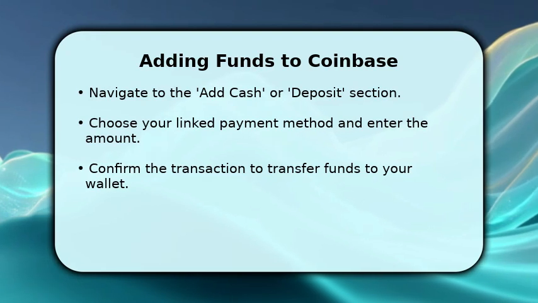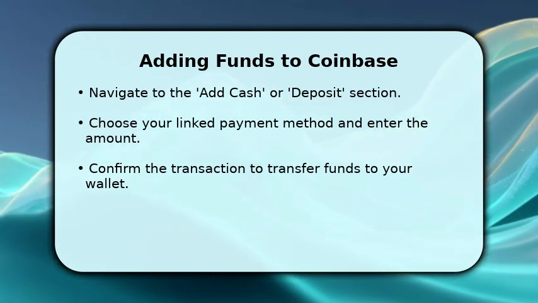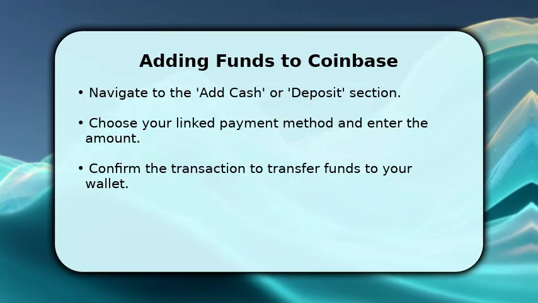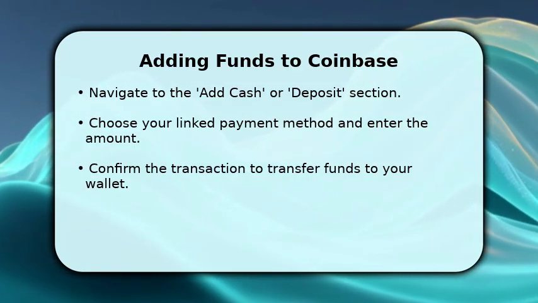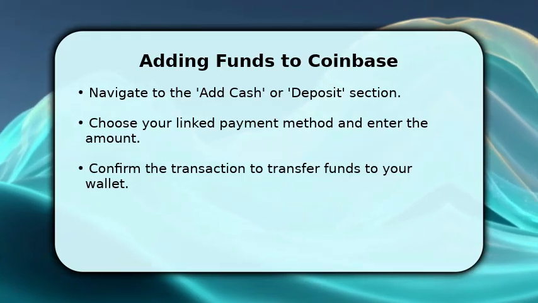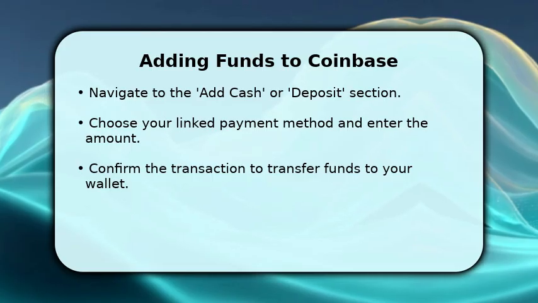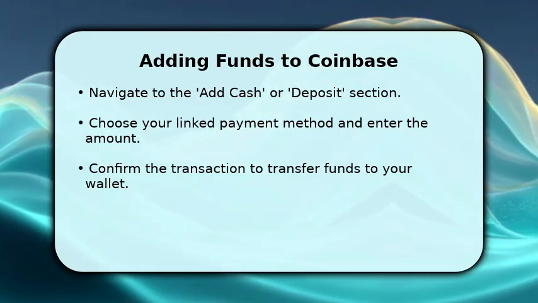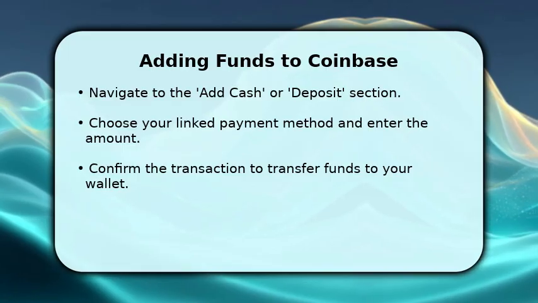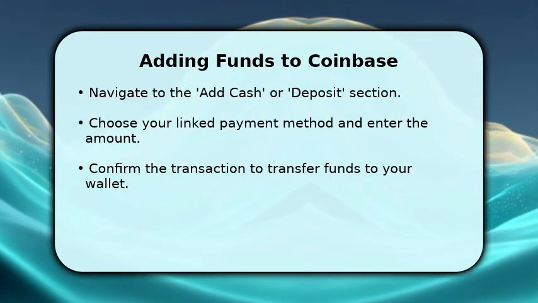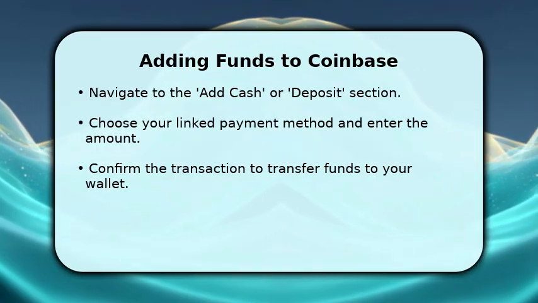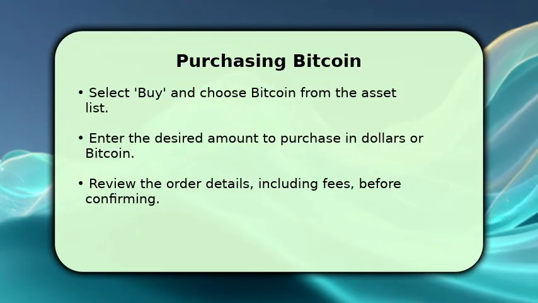Once your account is set up, you'll need to add funds. Go to the Add Cash or Deposit section within the app. Select your preferred linked payment method and enter the amount you wish to deposit. For example, you might deposit $100. Review the details carefully, then confirm the transaction to transfer these funds securely into your Coinbase wallet, making them ready for your first purchase. Now, let's buy some Bitcoin.